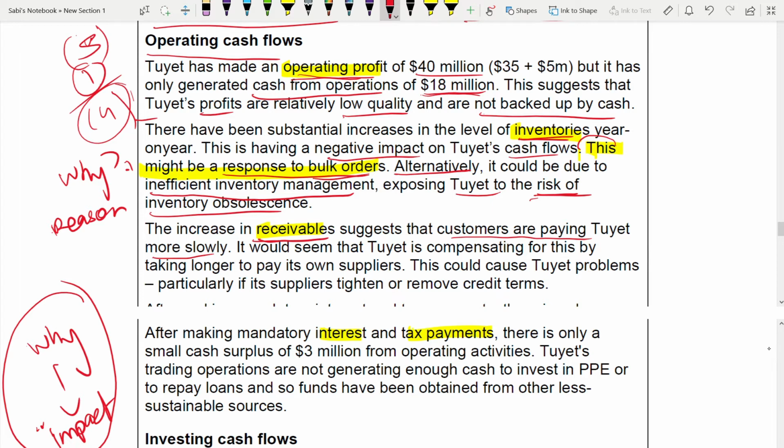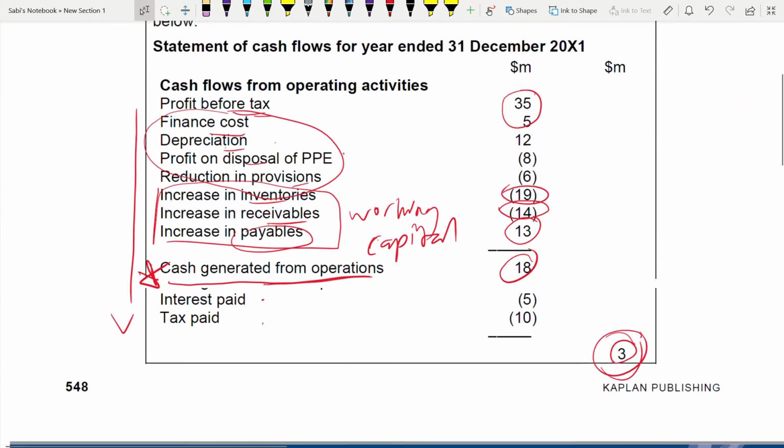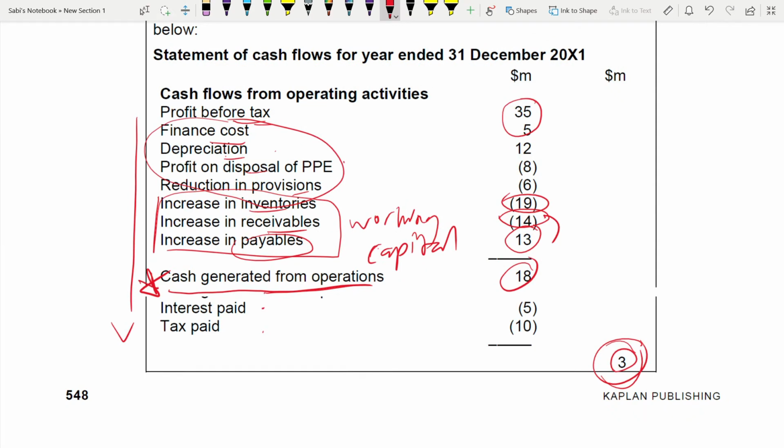This is compensated how? By taking longer to pay its own supplier. If you see your supplier also increased, your payable also increased. You see how you are linking this from this? You should be able to do that. The more you are able to do it, link one thing with the other, the more marks you are securing for yourself. Understood? You're in a better position if you're able to do that. Okay, I'm not saying that you should do it all the time, but the more time you can do it, the better it is for you.